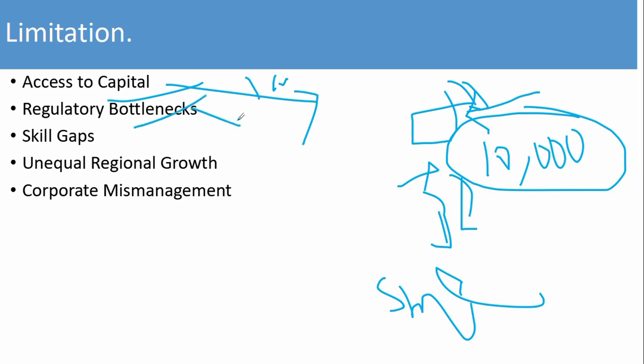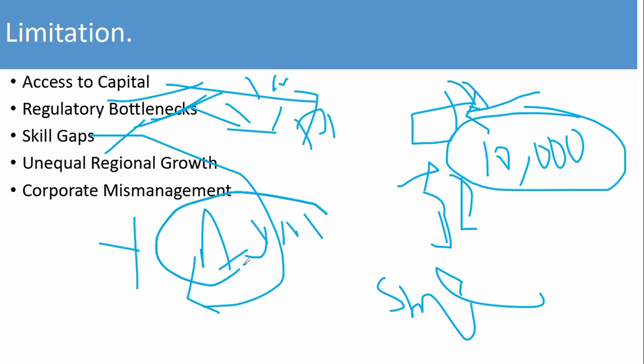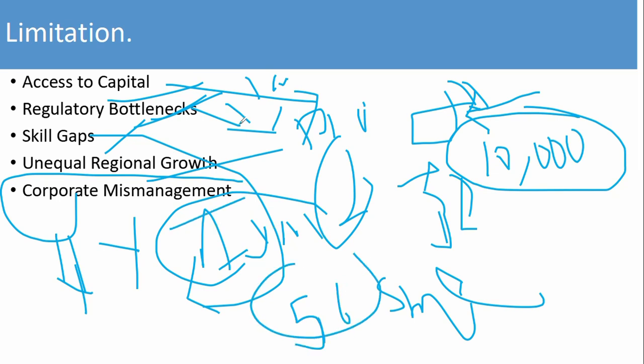Regulatory bottlenecks means government bottlenecks, policy bottlenecks, land bottlenecks. This is a regulatory bottleneck of Startup India. Skill gaps are also there. Now the youth have skill gaps. They don't know generative AI tools, they don't know data management, they don't know marketing. A skill gap is also a loophole in Startup India. Unequal regional growth. Corporate governance: you cannot open a startup alone, because five or six people are needed, and corporate governance rules are very strict. These are all the limitations of Startup India.